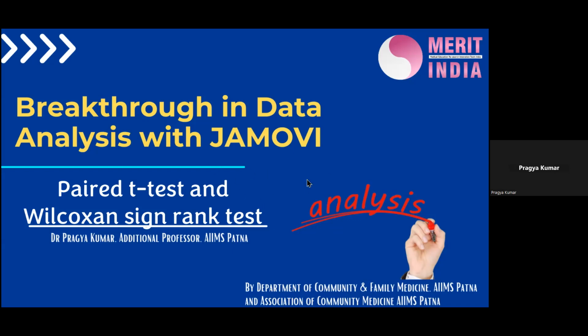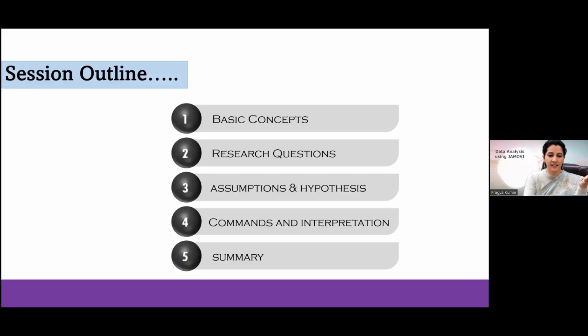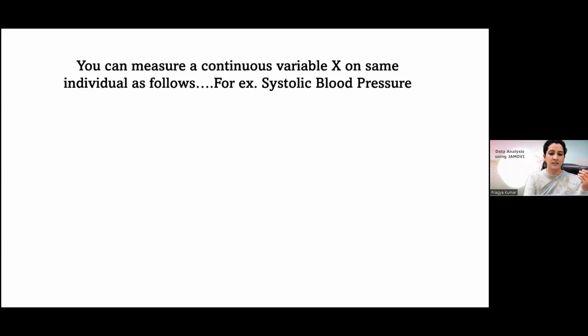So we'll now learn the paired t-test and Wilcoxon sign rank test. And in this, it is again opposite to that independent sample. In independent sample, what we learned is that the samples should not be related. Means in each two independent groups or the categories which you determine, they should be unrelated to each other. Here in this case, we'll see what are the paired samples. So again, like all other sessions, we'll see the research questions, the assumptions, the commands, and then we'll summarize it.